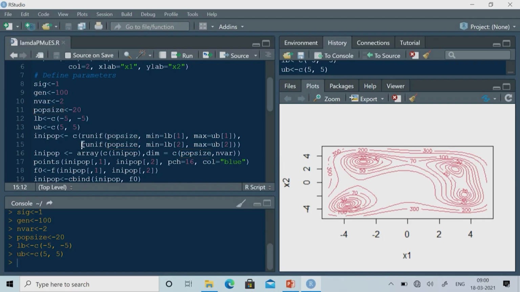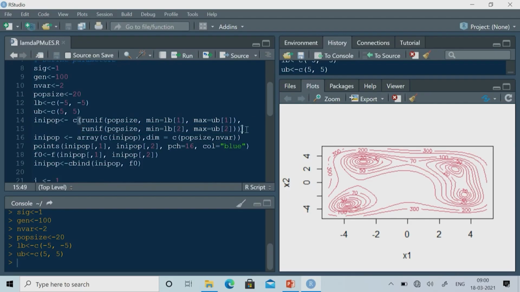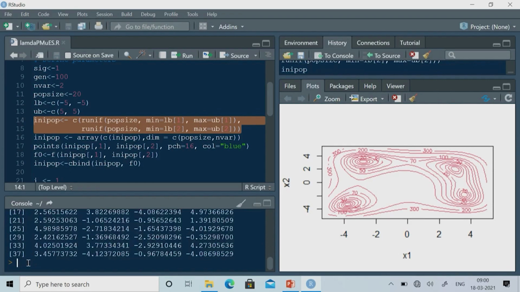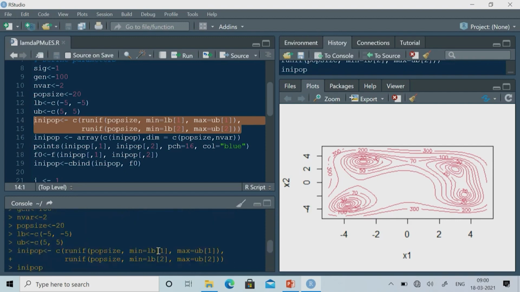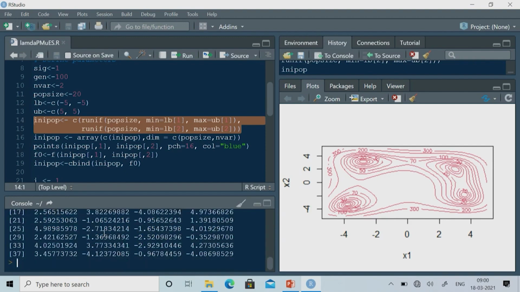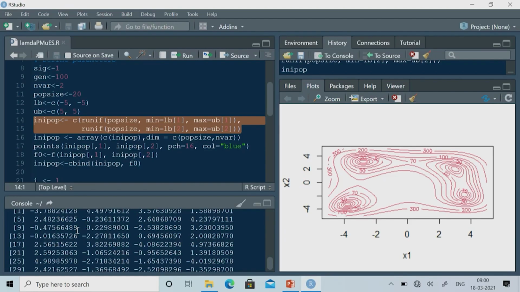Similarly for variable 2 also I have defined the lower bound and upper bound. Now if we run this particular line, I will generate the initial population like this. You can see this initial population. We have a total of 20 values, but this is a one-dimensional array, and I am getting 20 values: the first 20 are x 1 and the second 20 are x 2.